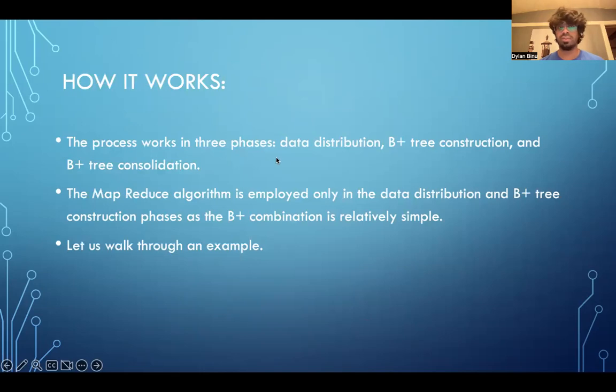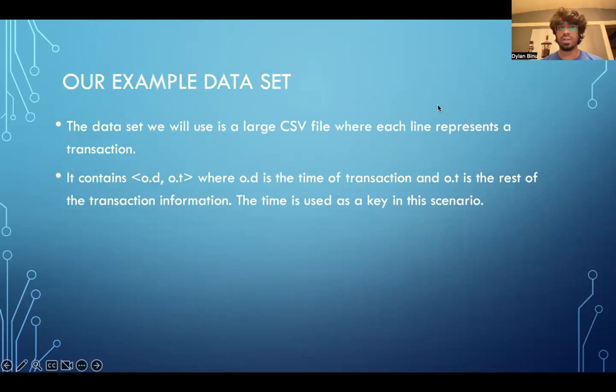The process works in three phases: data distribution, the B plus tree construction, and B plus tree consolidation. Now you might wonder, B plus tree construction, isn't that what we're doing with the B plus tree? Well, yes, but there are a few more steps. The MapReduce algorithm is employed only in the data distribution and the B plus tree construction phases, which we will eventually get to. So now let's walk through an example of this algorithm being implemented.